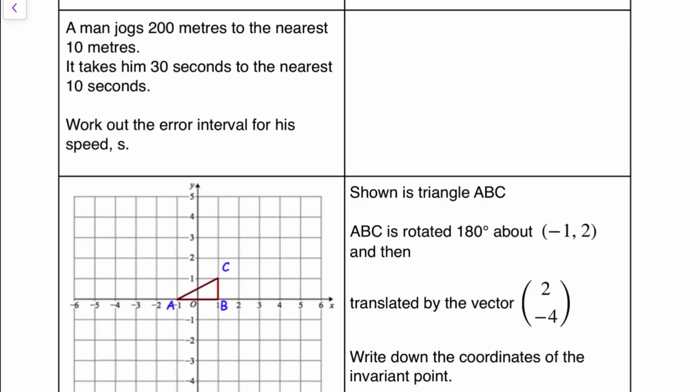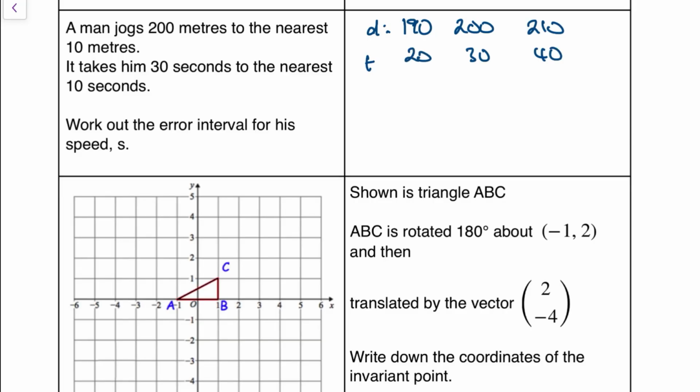Oh, we've got a bounds question. So my distance is 200. 10 meters above is 210. 10 meters below is 190. It takes him 30 seconds to the nearest 10 seconds. So my time is 30. 10 above is 40. 10 below is 20.